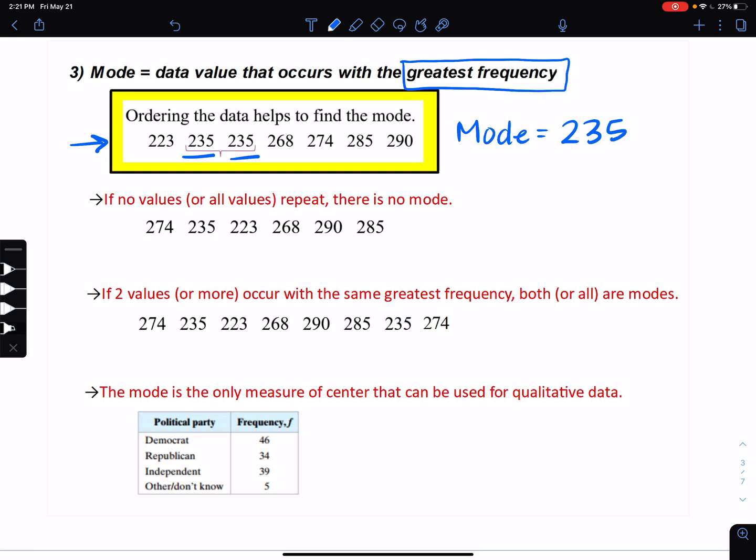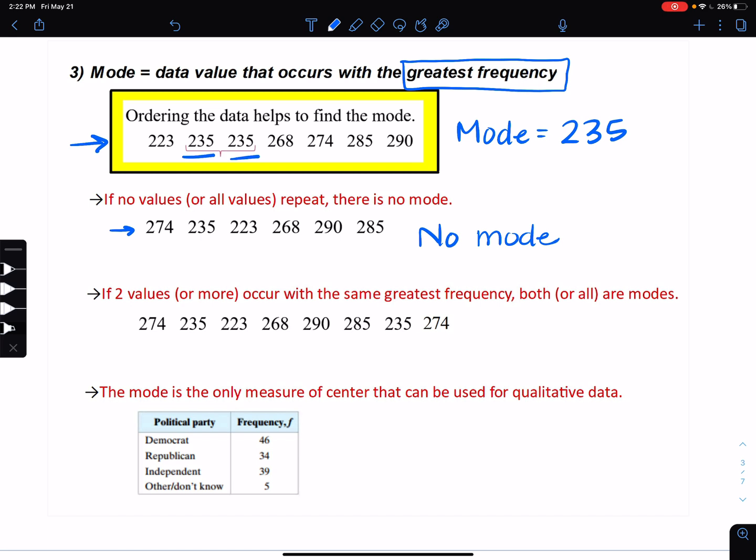Now, a couple of special cases here. You may have data sets that don't have a mode at all. And that's what happens in our second example. Notice nothing repeats here, right? Each value occurs one time. If everything has the same frequency, nothing has a greater frequency, then you say the data set has no mode. And that's not just for data sets where nothing repeats. It would also be true if, say, every value occurred 2 times or every value occurred 3 times. The key is if there's nothing with a higher frequency, then the data set has no mode.